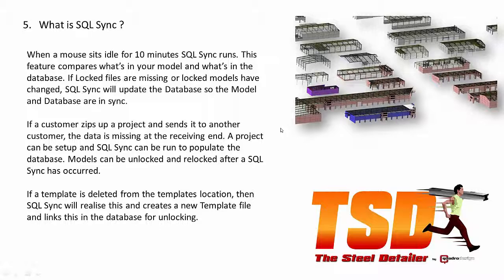Now, let's just say with SQL Sync, we've actually got this working quite nicely now, so that if a customer zipped up their model for us and sent it to us, all we had to do was just set up the project, right? We don't need your data, okay? And if the project is locked or partially unlocked, either way it doesn't matter, we just run SQL Sync over the top of it, and it adds all the data into the database for us, including checking to see what the unlocked member is as well, and puts that data in there so that we can unlock and lock your project.